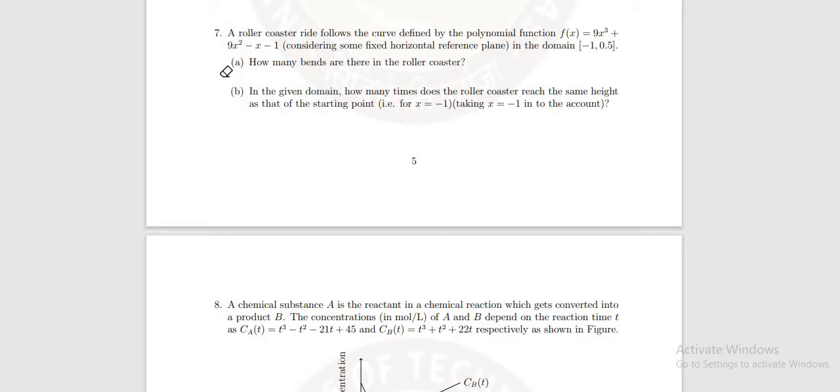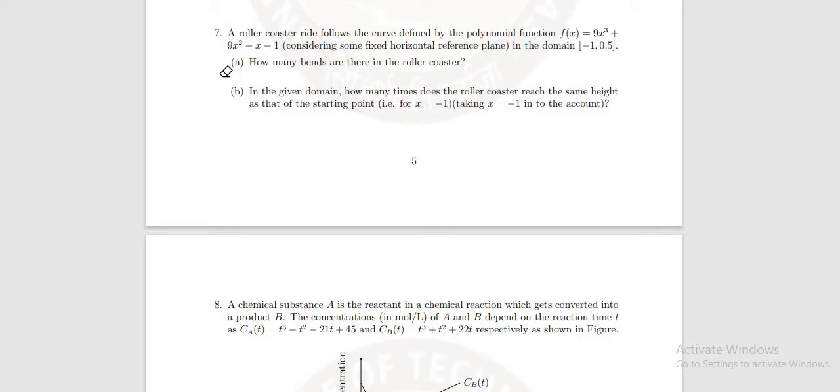So question number 7 says that a roller coaster ride follows the curve defined by the polynomial function f(x) = 9x^3 + 9x^2 - x - 1, considering some fixed horizontal reference plane in the domain [-1, 0.5]. Question A says, how many bends are there in the roller coaster?